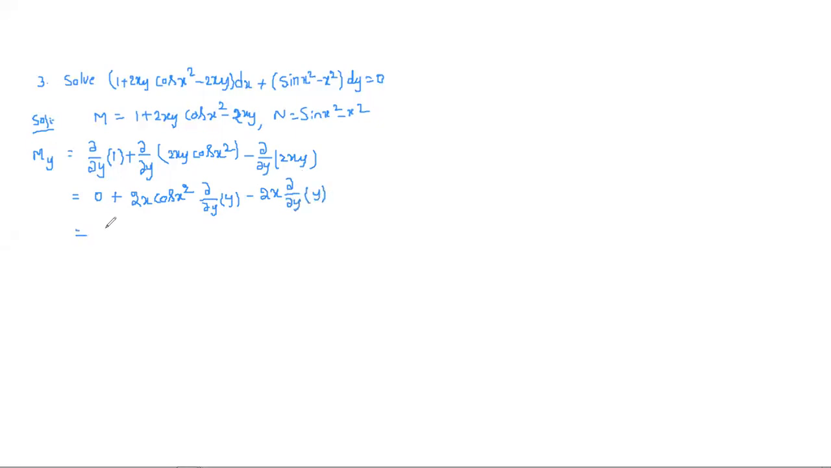So this is equal to 2x cos x², ∂/∂y of y is 1, minus 2x. Why? Because ∂/∂y of y is 1. In these two terms, which one is the common one? 2x is the common one. You can take it common and the remaining is 2x(cos x² − 1).